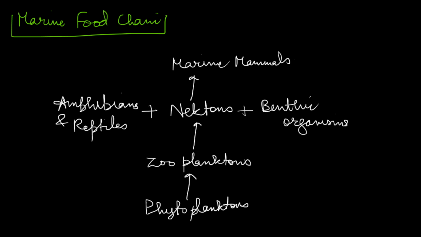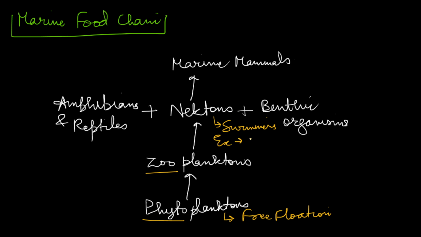What are phytoplanktons? These are free floating plants. Zooplanktons are also free floating, but they are animals, not plants. You can understand by the name only, phyto and zoo. Next we have nectons. Nectons are generally free swimmers, such as fishes and sharks. These come into the necton category.